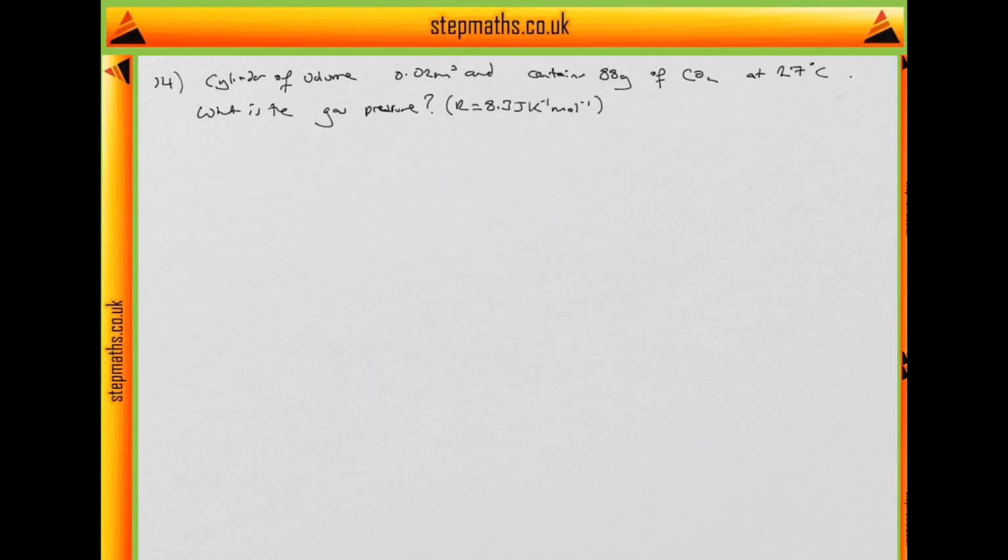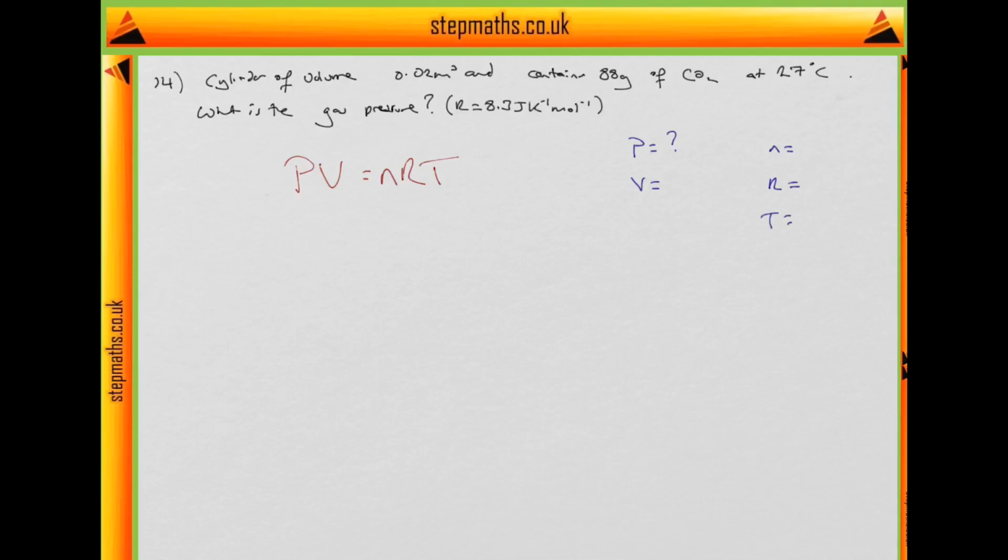Okay, so question 14 says we have a cylinder of volume 0.02 cubic meters and it contains 88 grams of carbon dioxide at 27 degrees Celsius. What is the gas pressure? And we're told that the gas constant R is 8.3 joules per Kelvin per mole. Well, clearly we're going to have to start with our ideal gas equation, PV equals nRT, and think about the constants we know and don't know. Well, pressure we clearly don't know. We're trying to find that out.